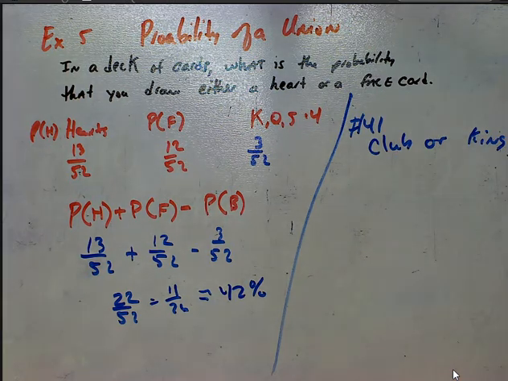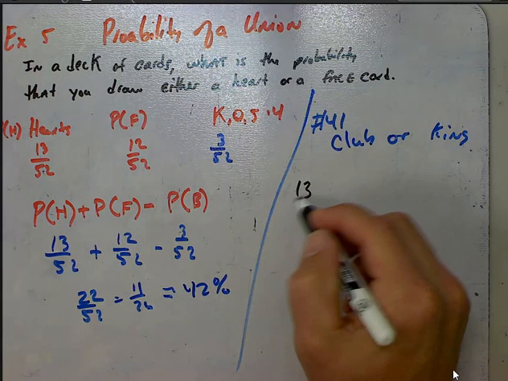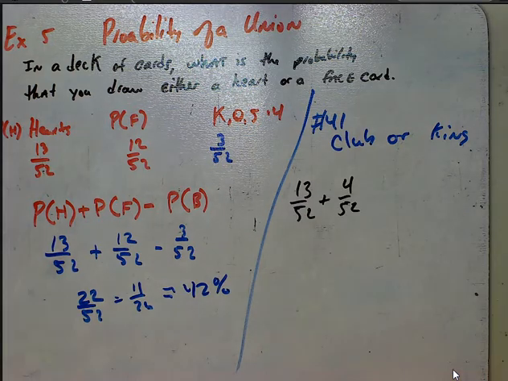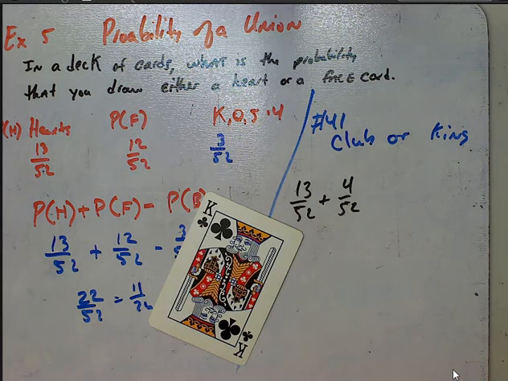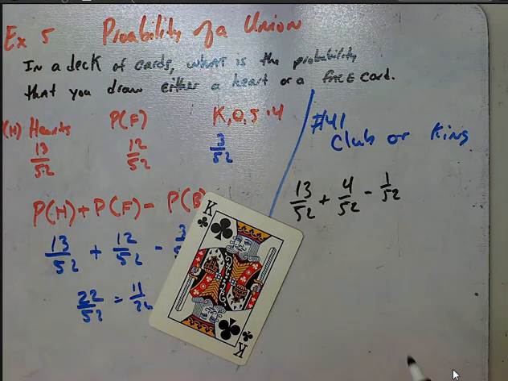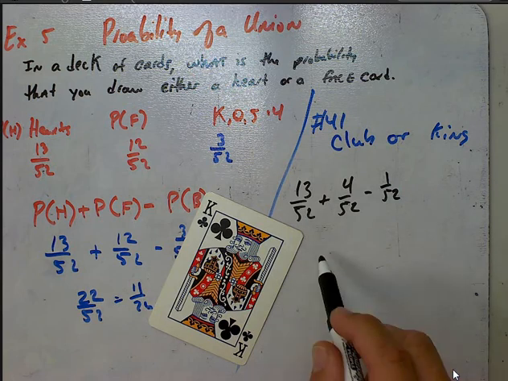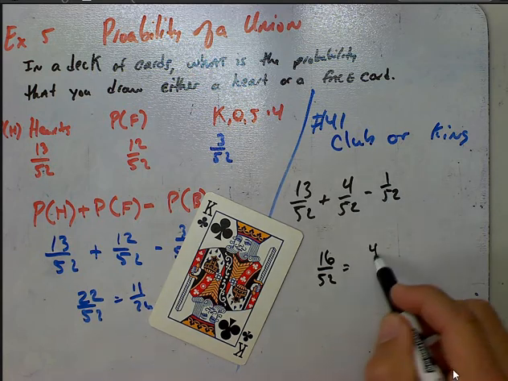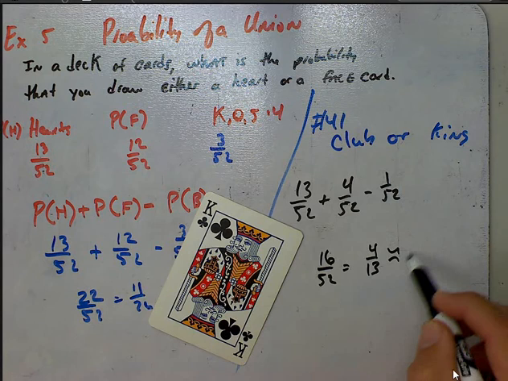Well, there is 13 clubs and there's 4 kings. However, in a deck of cards, there is, I believe, exactly 1 card that fits the description of both, and that is the king of clubs. So we would subtract that 1 card that is both, and so 13 plus 4 is 17, minus 1 is 16 out of 52, which is going to reduce to 4/13 altogether. As a percent, that's approximately 31% as your answer.